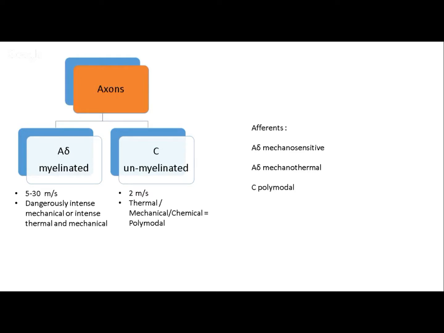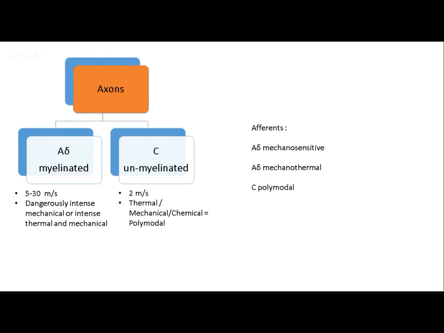If you recall, your mechanosensory fibers are much faster because they are thickly myelinated fibers. Those are the large fibers that carry your touch, vibration, proprioception, those kind of things. They travel at a rate of almost 100 to 120 meters per second. The pain fibers are much slower because they are either very thin myelinated fibers or unmyelinated fibers. The type of perception is again different. The A delta carries dangerously intense mechanical or intense thermal and mechanical stimuli.